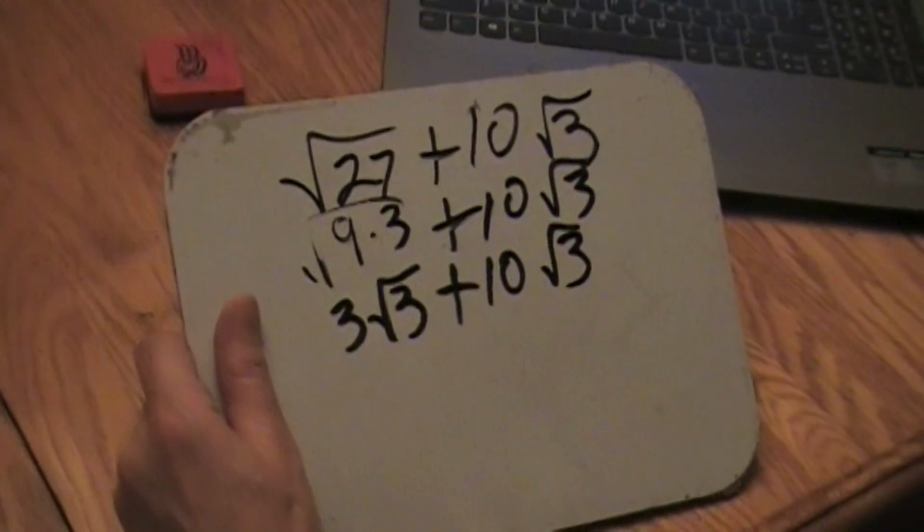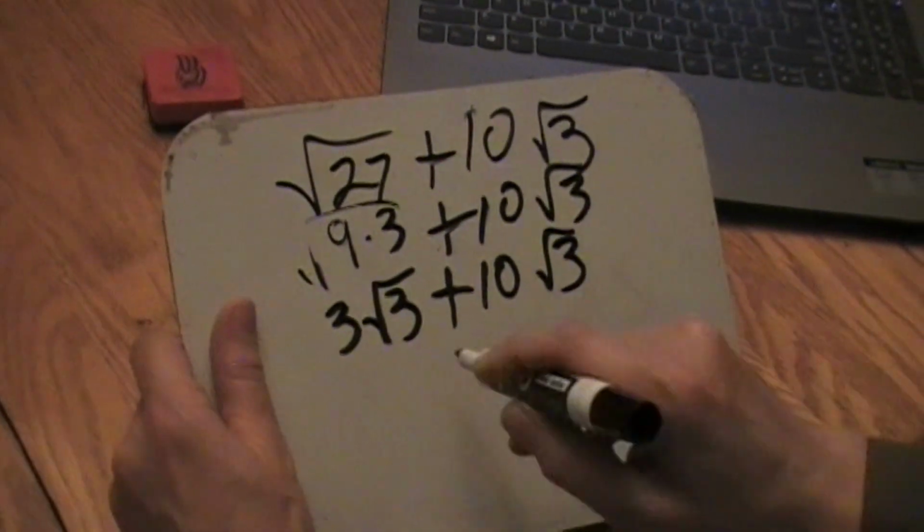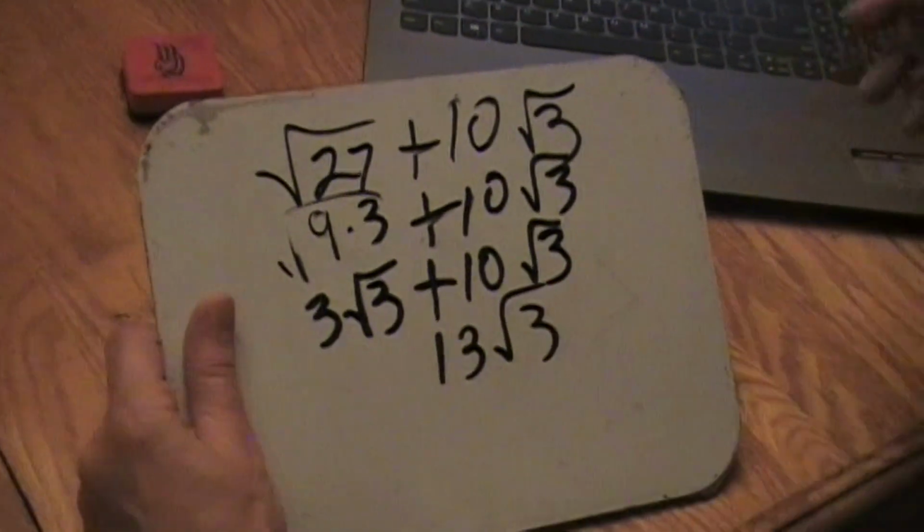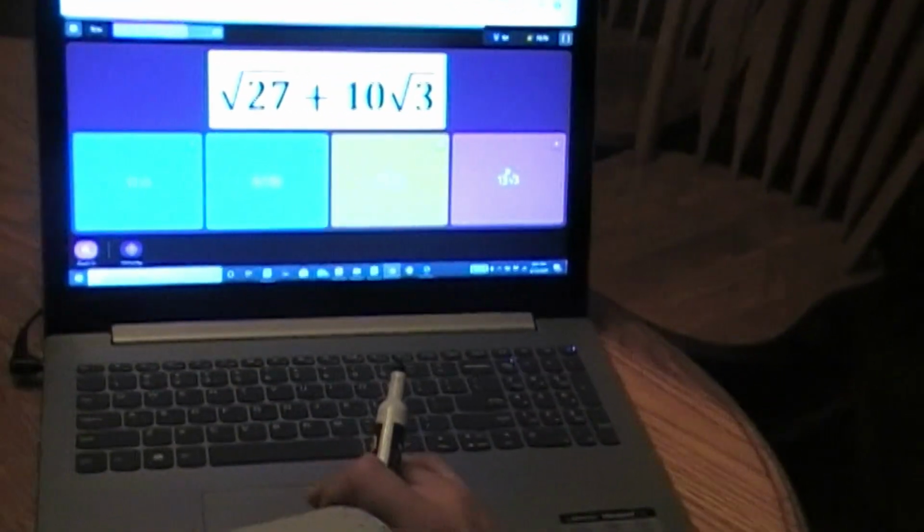How many square roots of 3 do I have? You're correct. 13 square roots of 3. Good job. And that's the correct answer right there.